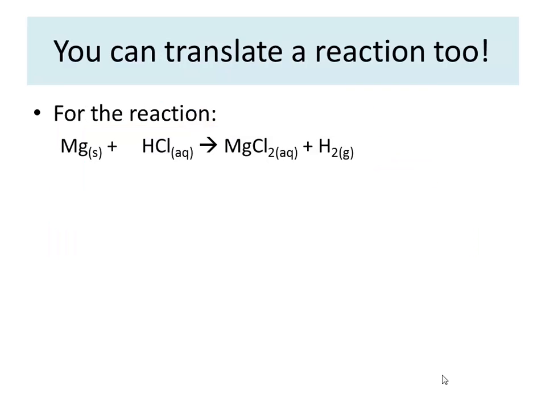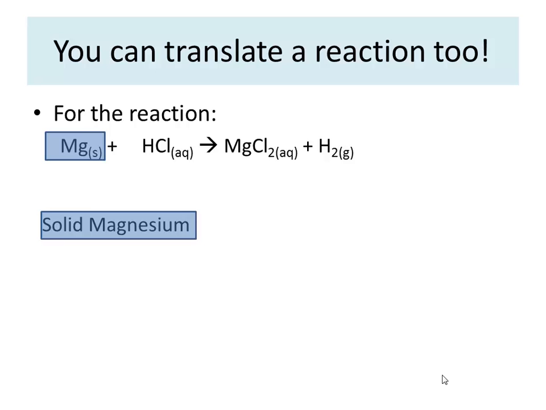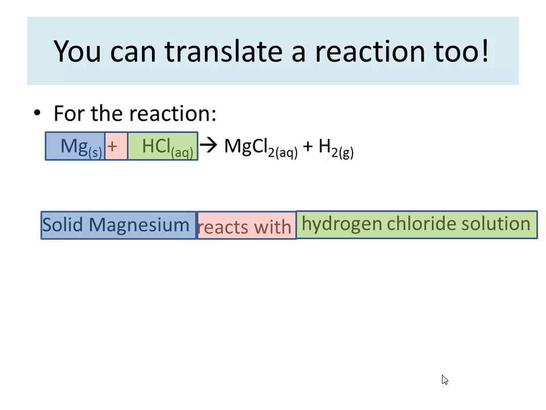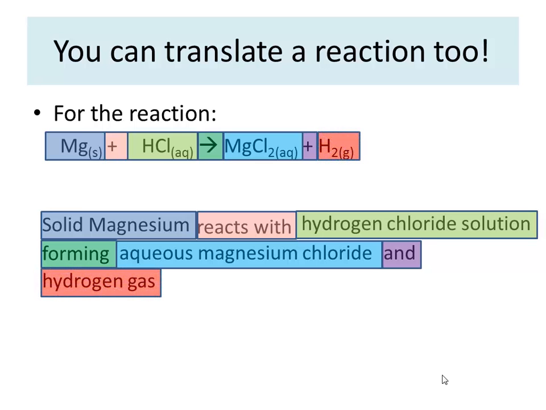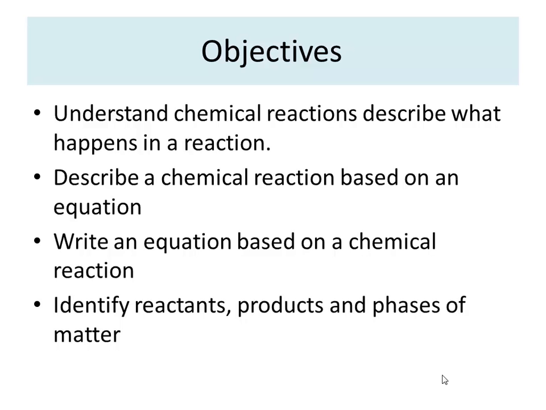So you can also translate a reaction to words. So what is Mg(s)? What would that mean? Magnesium solid reacts with hydrogen chloride solution, forming aqueous magnesium chloride and hydrogen, H2, hydrogen gas. All right. Good work, guys. Okay, so write that one down. That was important.